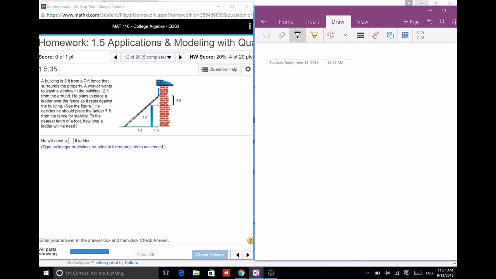Okay, so basically you just use the Pythagorean theorem for this one, I think. So this is 7 and 3. You can use the Pythagorean theorem to do that. Let me double check it again. It should be a very simple one. A building is 3 feet from a 7 feet fence.